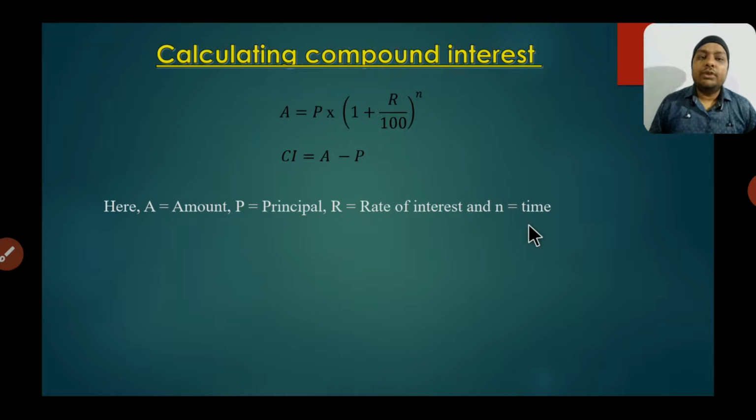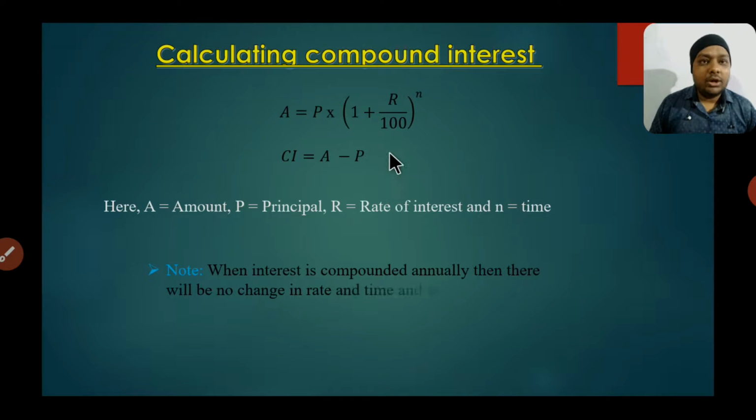But we have to keep one important note in mind: when interest is compounded annually, there will be no change in rate and time. But if there is a change in rate and time, then it will not be compounded annually. We will solve this type of question in our next classes. Now, let's solve the question.